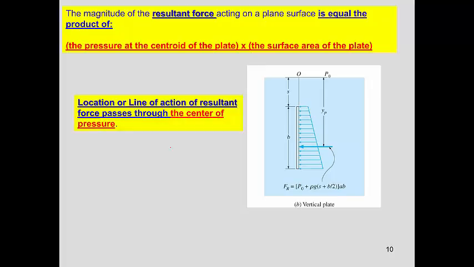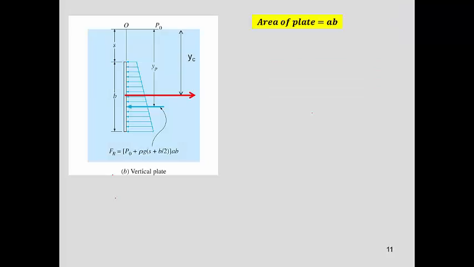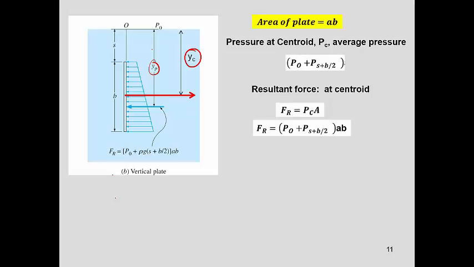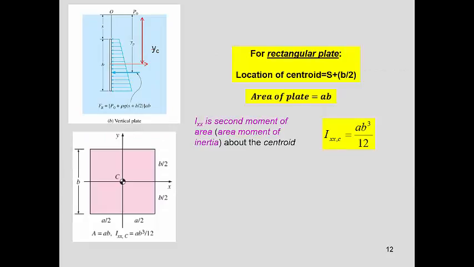But the location is not the same. It's at the center of pressure, and that's what we'll need to calculate. What is that YP? Okay, so we'll call YC the location to the centroid of the plate, and YP the location of the center of pressure. We have already calculated the resultant force at the centroid.